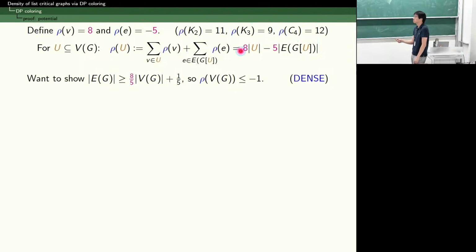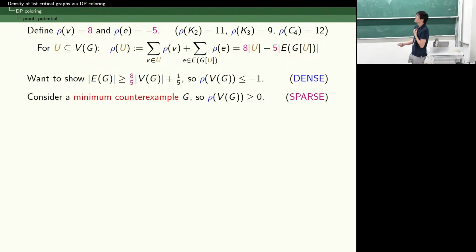Because the weight function is, you multiply some integers and you subtract some integers, so the result also has to be an integer. So we get some gap between the maximum average degree and these integers. Anyway, our goal is to show that our minimum counterexample is dense, right? Because we want some lower bound on the number of edges.